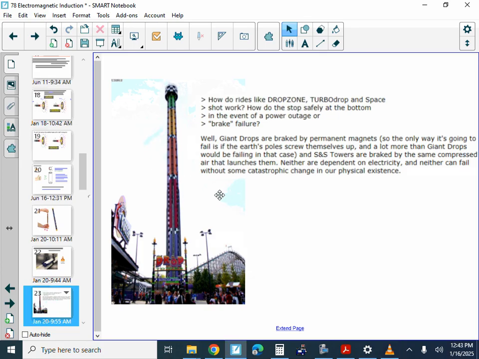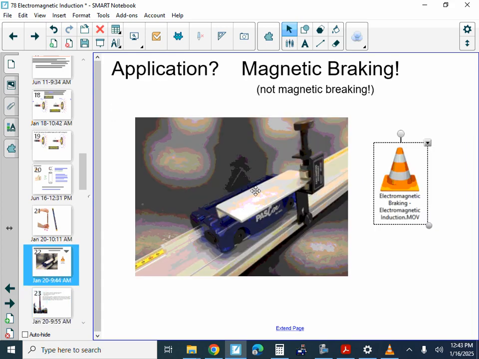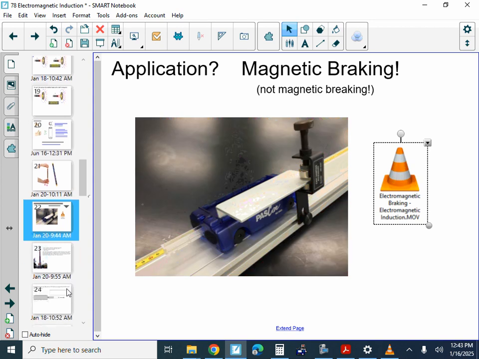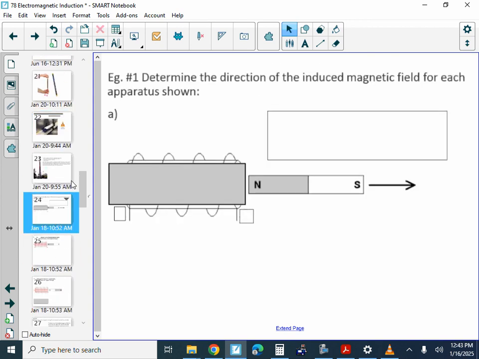braking, right? Instead of mechanical brakes that could fail at any point in time, and that would be a bad day for someone, they have this magnetic braking that just always works. It would never stop slowing this cart down. It just perpetually works forever. And so questions like this you can easily analyze.